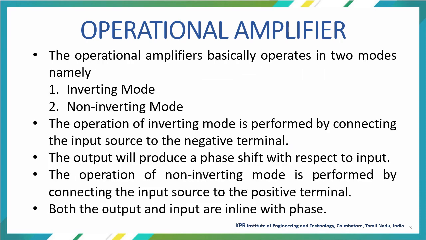The operational amplifier basically operates in two modes. You can call them inverting mode and non-inverting mode. In the inverting mode, the input source is connected to the negative terminal and the output will produce a phase shift of 180 degrees with respect to the input. In the non-inverting mode, it is performed by connecting the input source to the positive terminal and there will be no phase difference between the input and output.